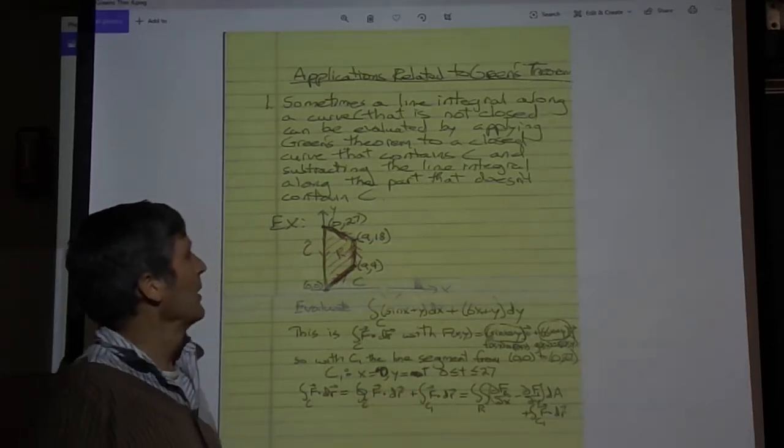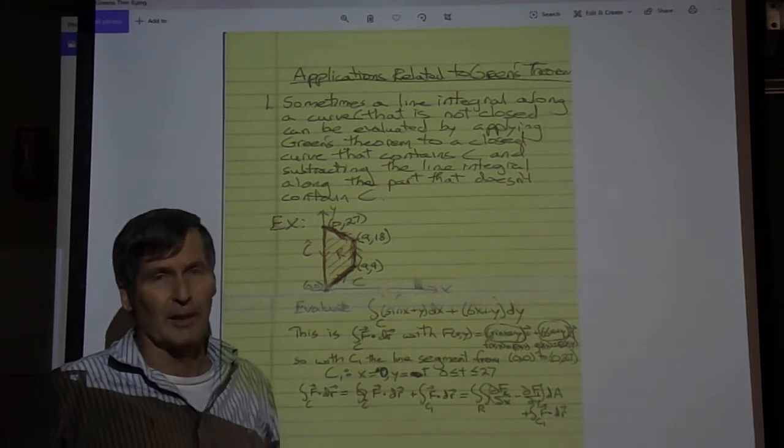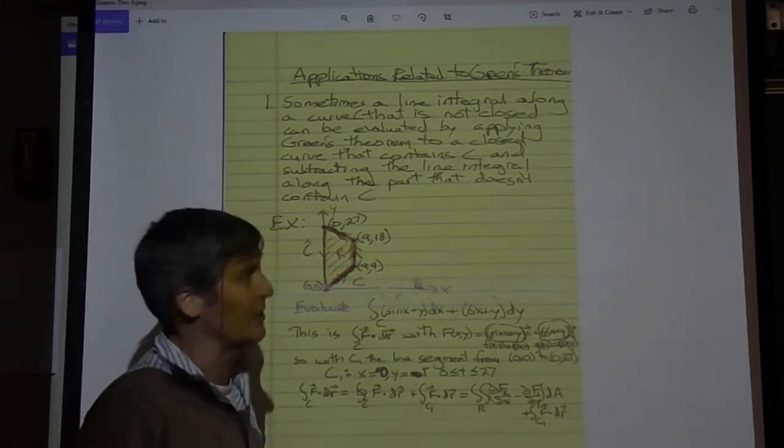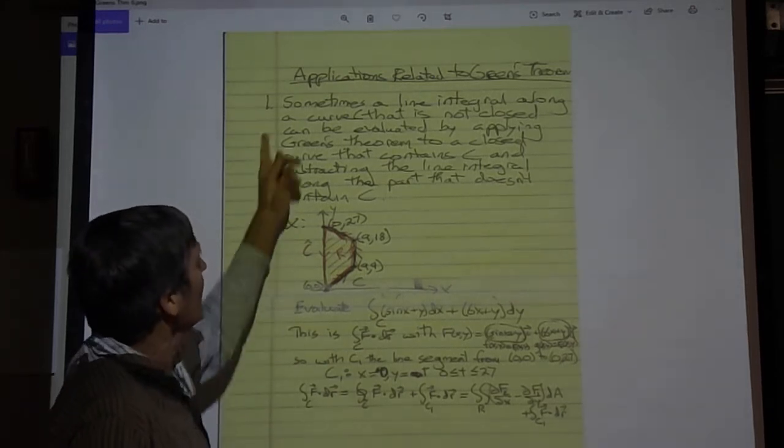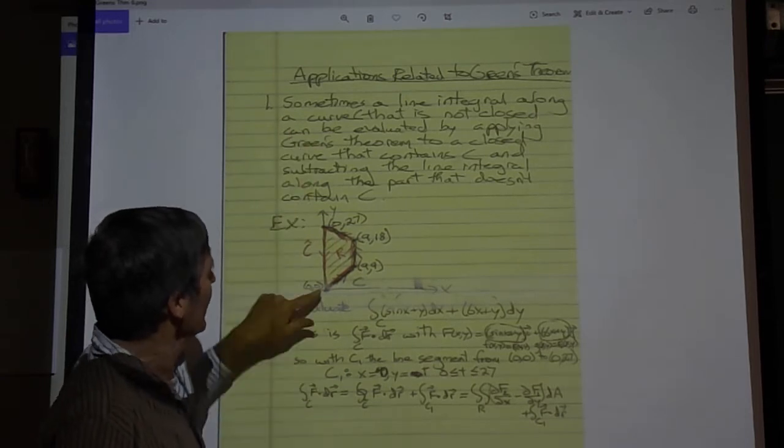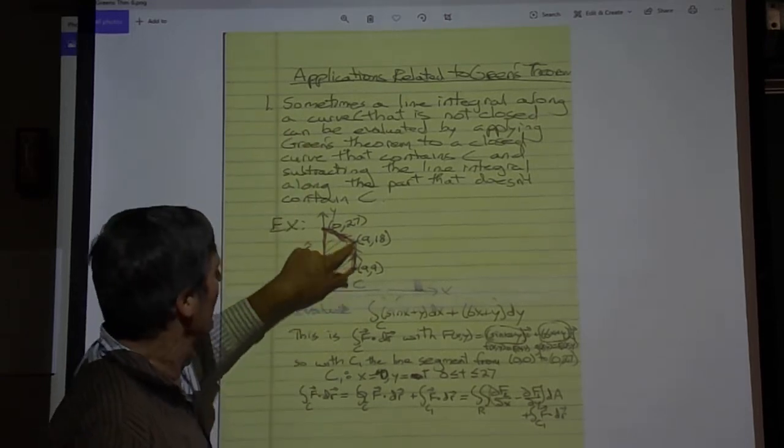Today we're going to finish Green's theorem. We're going to do some applications thereof. This is a very long section. First application is to line integrals that are not closed curves, right?